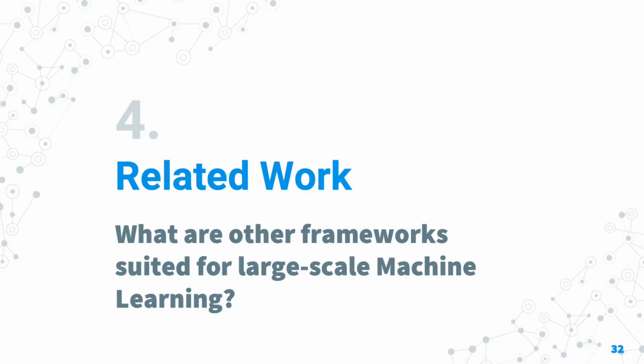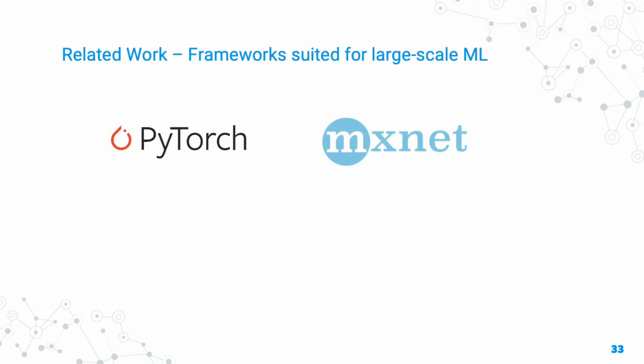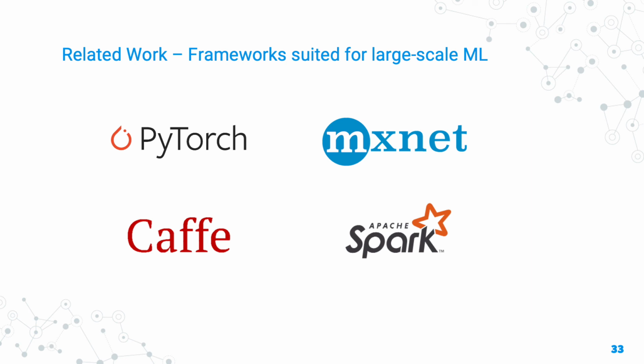Now, for related work, there are a couple of frameworks suited for large-scale machine learning apart from TensorFlow. These, at least the most popular of them, are PyTorch, MXNet, Caffe, and Apache Spark. They all have solutions for the different parts that we talked about. PyTorch is more popular towards researchers, whereas MXNet, for example, offers very performant GPU performance. However, TensorFlow is more focused on large-scale production machine learning.